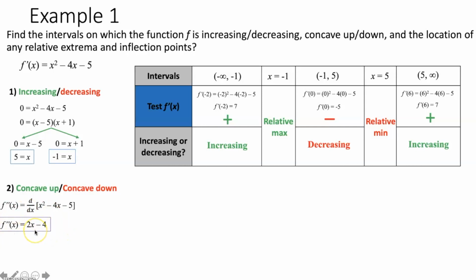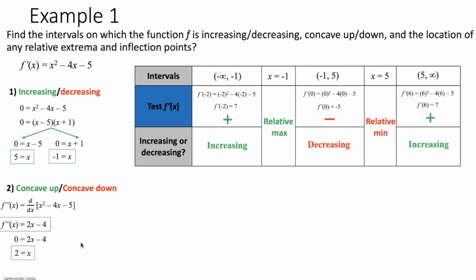Now that we have that, we determine, are there any x values that would cause this to not exist? No. So all we have to worry about is what x values cause our second derivative to equal 0. So we set it equal to 0. We solve for x by adding 4 to both sides, dividing both sides by 2. We get x is equal to 2. That means there's a possible point of inflection at x is equal to 2.